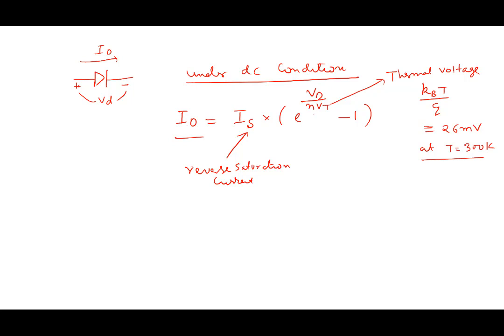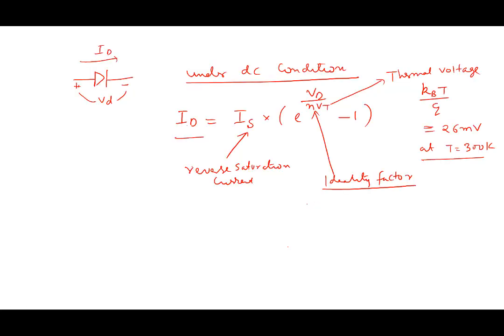This factor N is called the ideality factor. Under the ideal case we take N equal to 1, but for many silicon diodes you may find N is maybe equal to 2 also. So roughly between 1 and 2 is where N may lie. Now, as I said, this is not a complicated model. This is actually a simple model of a diode. There can be more complicated models.